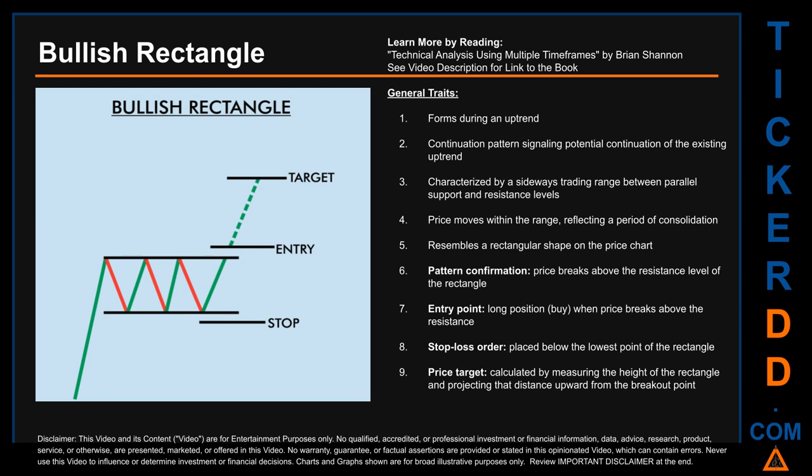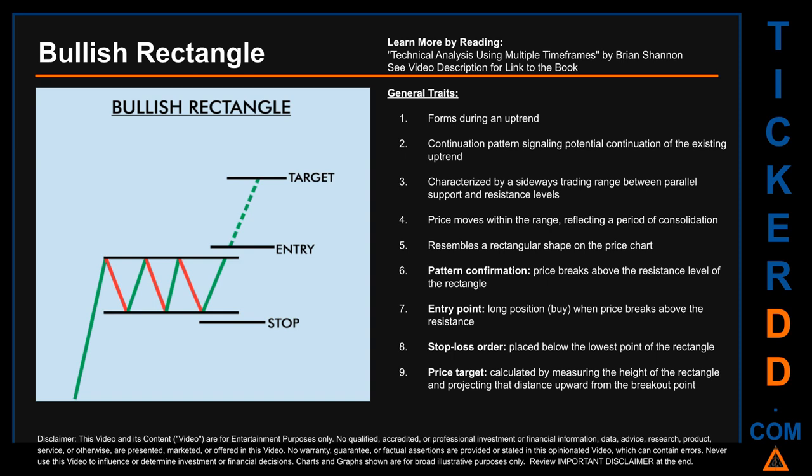In summary, a bullish rectangle is a chart pattern that indicates a potential continuation of an existing uptrend, characterized by a sideways consolidation within parallel horizontal support and resistance levels. Traders use this pattern to identify potential buying opportunities when the price breaks out above the resistance level, signaling a continuation of the uptrend. A hypothetical and anecdotal trading story involving the bullish rectangle could be as follows.